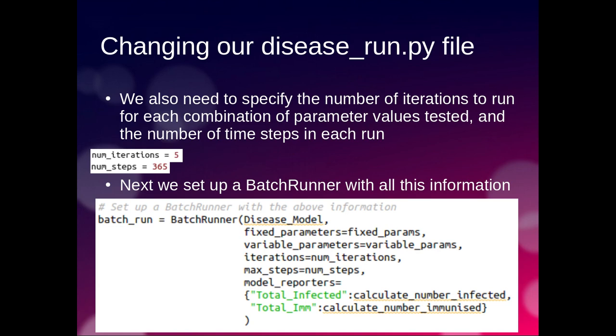Iterations, that's the number of times to run each combination. So I've got that stored as the num iterations. Max steps, that represents how long to run the model for, so that's equal to num steps. That's what I called it up above. And then the model reporters we need to specify, because these are the things that we're going to get results. These are the results that are going to be output. So as before, we've got our 2 model reporters that I've put in there. So pause the video and input this code. So you've got the number of iterations, number of steps, and then putting it all together in the batch runner.